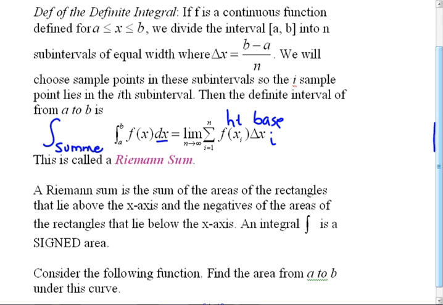dx is the base, and this is the height. Find them for each one of the little rectangles and add them all the way up from a to b. That's called a Riemann sum. You also know the fundamental theorem, which is a theorem you can prove. And maybe we will. Okay, so it's the sum of the areas of the rectangles.